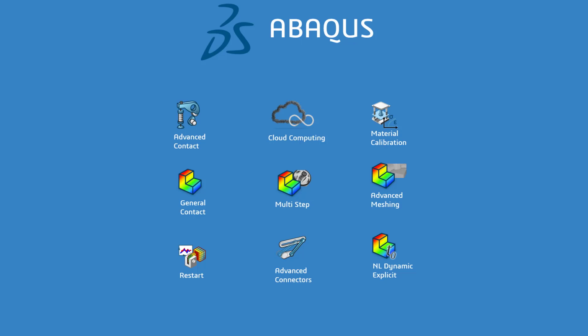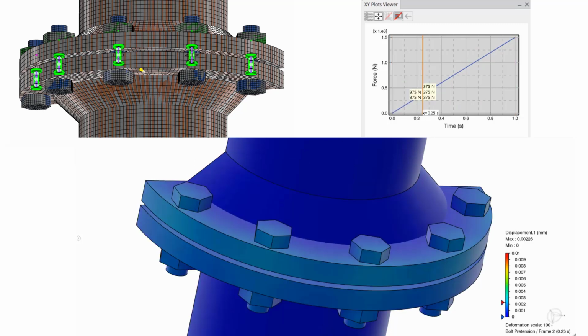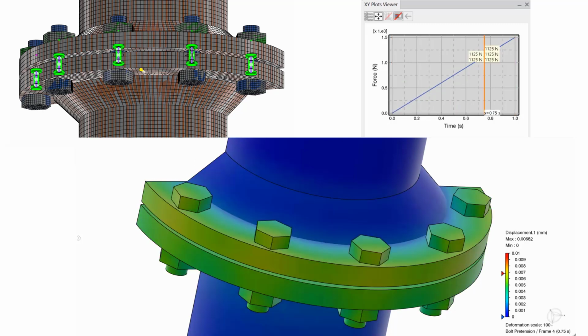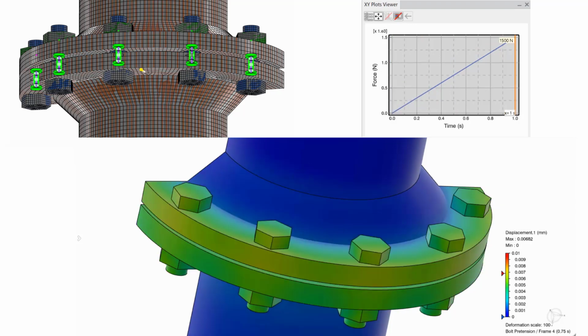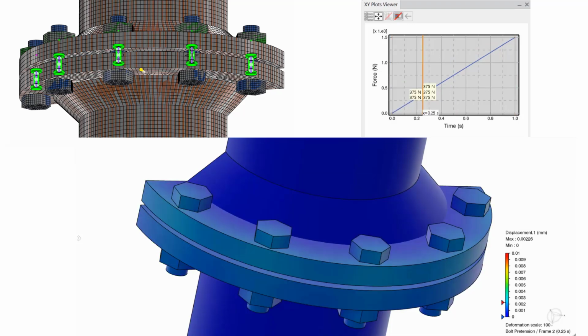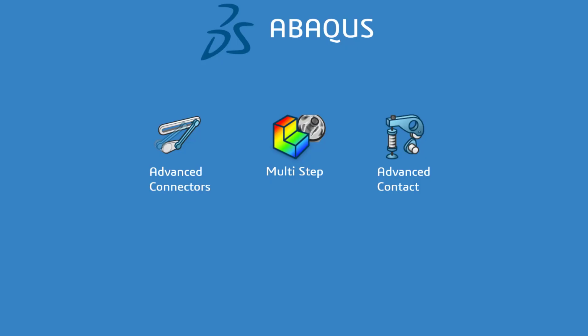Let's look at a few examples. What you are seeing here is a pre-tension step on the bolts. There's a spring connector representing the gasket in between the flanges. The flanges are stressed due to the bolts being tightened, before adding a second step of the internal pressure. In the last example, we used advanced connectors, advanced contacts, and the multi-step loading.